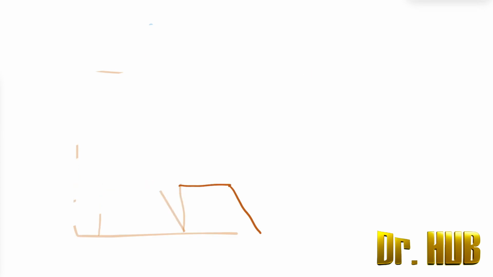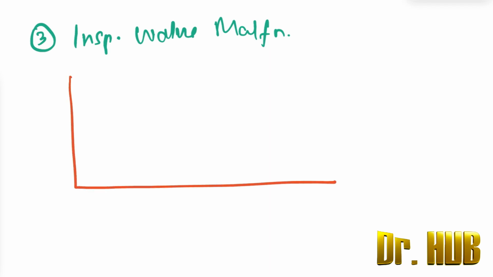Then we move on to the third one, the inspiratory valve malfunction. So how does this graph look? In this graph, it looks like a centered M. We have a small peak, then a plateau, then a peak, then a depression, then again a plateau, and then it comes down. So this is the inspiratory valve malfunction.